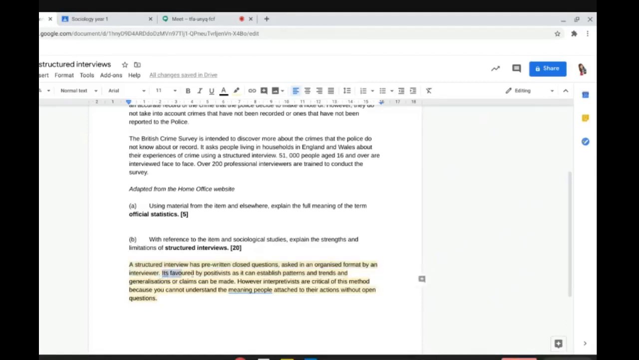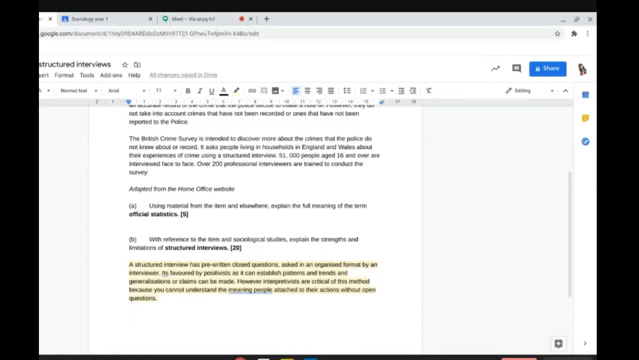It is favored by positivists as it can establish key patterns and trends, and generalizations can be made. However, interpretivists are critical of this method because you cannot understand the meaning people attach to their actions without open questions. That's really how an introductory paragraph should start for a 20 marker: a definition, which theory likes it and why, and which theory would be critical of it. So I always start with a definition and theory. That's our little mini introductory paragraph 1.